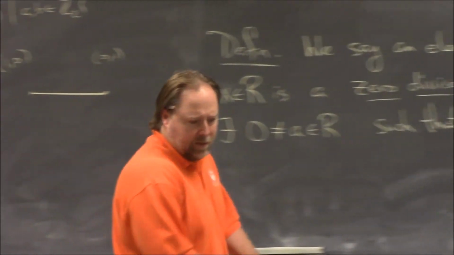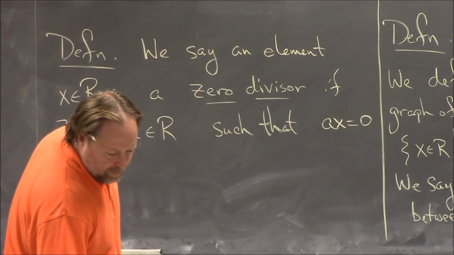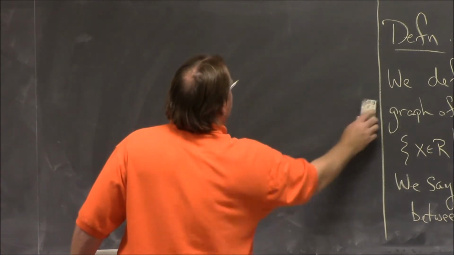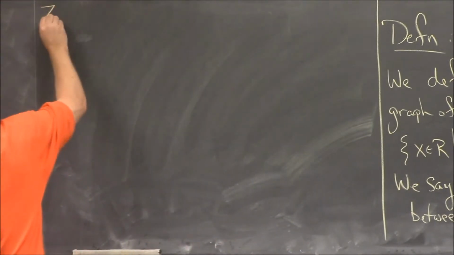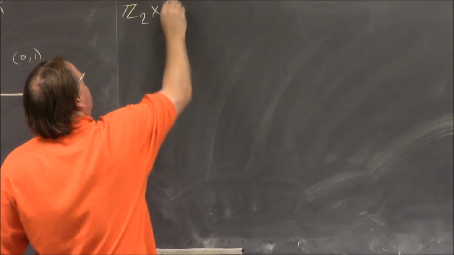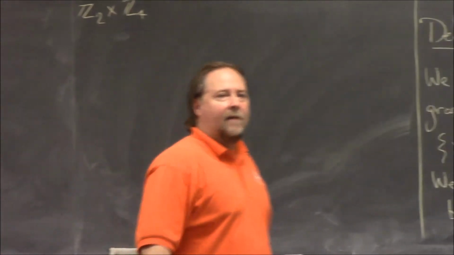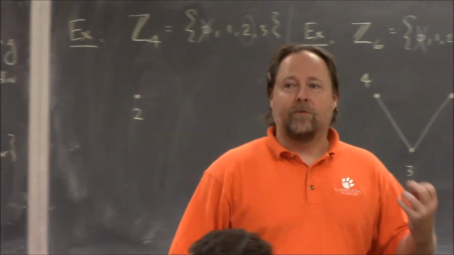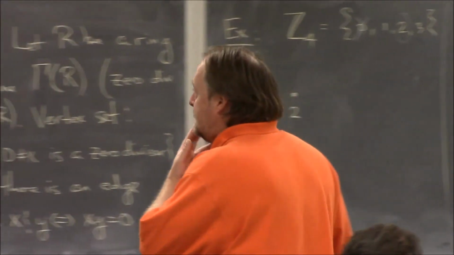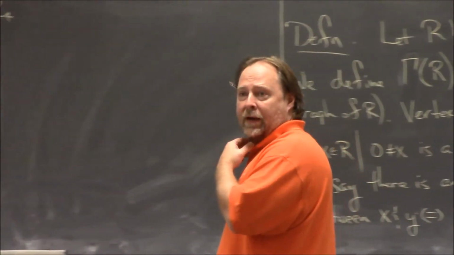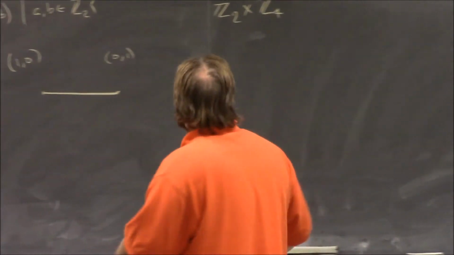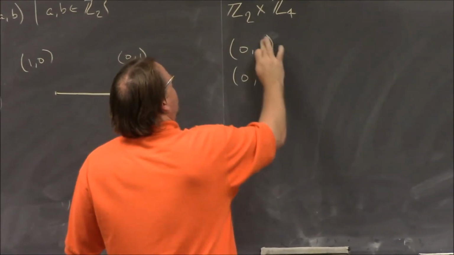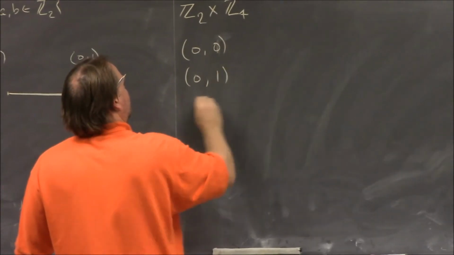Now, here's one that kind of, I'll give a couple of examples here. Let's see if we can figure out the 0 divisors here. Again, I've got ordered pairs. The first element of my ordered pair comes from Z mod 2, the second one from Z mod 4. How many elements does this ring have? Yeah, it's got 8. And actually, I'll write this down. Well, let's start in order fashion.